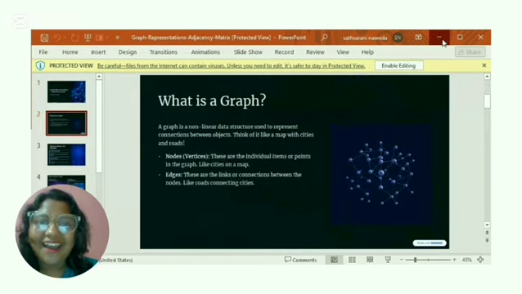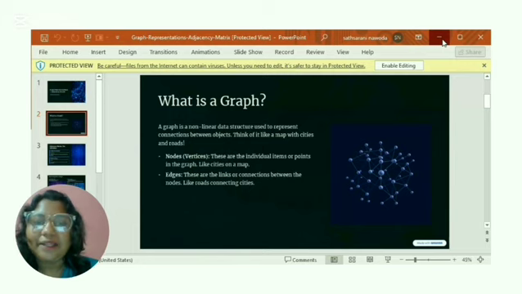First, let us understand what a graph is. A graph is a nonlinear data structure. A graph is used to represent connections between objects. A graph has two main components: nodes, also called vertices, and edges. Nodes represent the objects, and edges represent the connections between those objects.